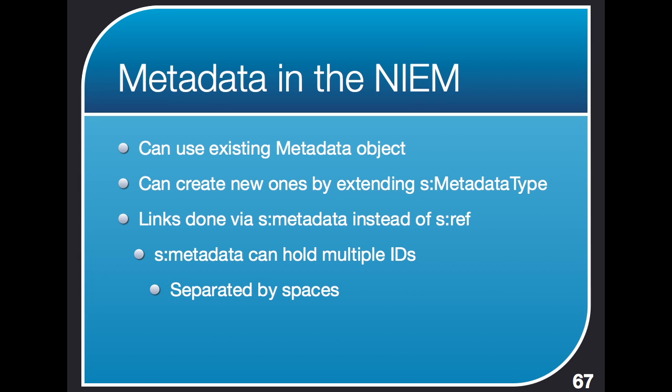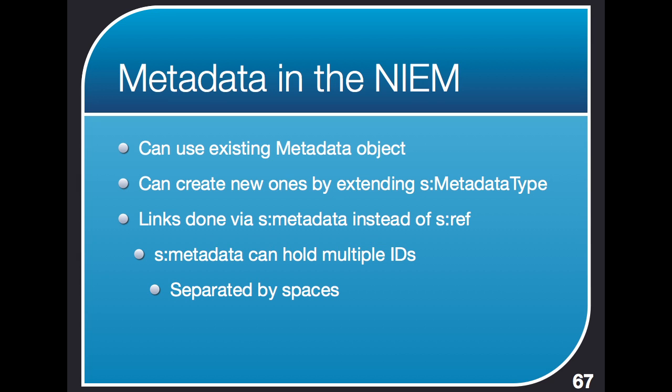Now, so far we've seen the ref attribute being used to connect things together. When we're dealing with metadata, instead we use a metadata attribute. And it works pretty much the same way in that it holds IDs of the objects that it's pointing to. One difference is, though, that the metadata attribute can hold multiple IDs. You just separate them by spaces. That should tell you something. IDs shouldn't have spaces in them, especially if you're going to use metadata to do multiple IDs. But other than that, it works just like ref.